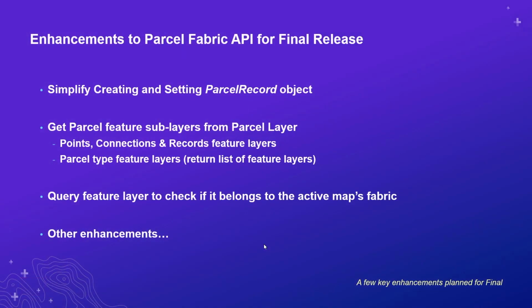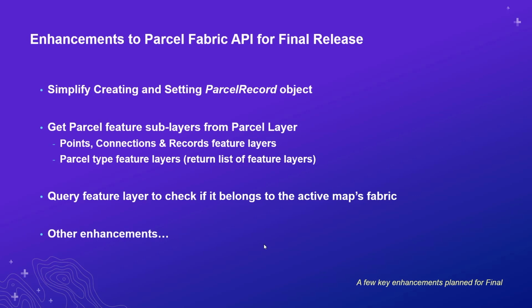So let's take a look at what's next for the Parcel Fabric API. We're in pre-release at the moment, and let's take a look at what we plan on doing. Here are just a few key enhancements that we're going to be putting in. There will be others. We want to simplify the creation and setting of the parcel record object, make that a bit easier and more direct and coarser grained. And also we want to be able to provide more discrete ways of getting the points layers, connection layers, and records layers from the parcel layer.